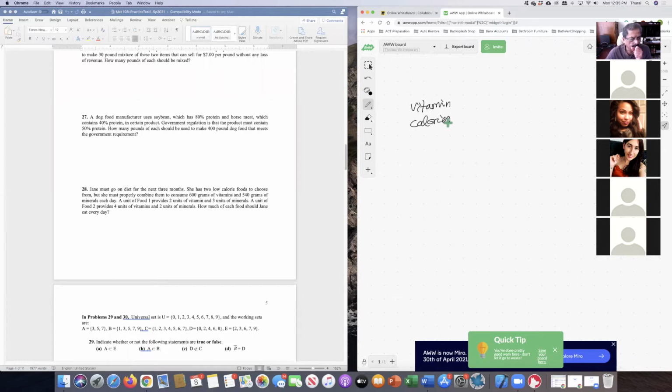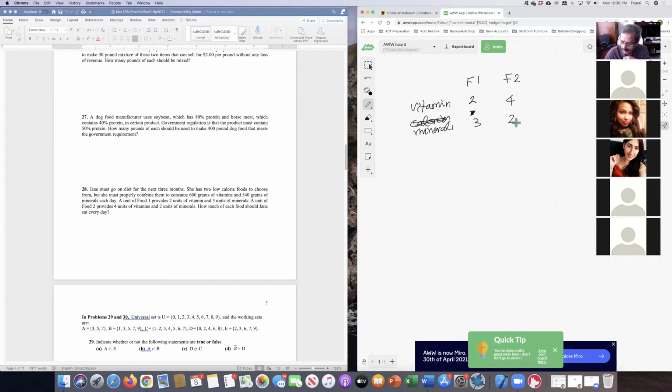Now, to get these vitamins and calories, she's going to eat food 1 and food 2. And food 1 provides 2 units of vitamin. So food 1 would be my column title. Food 2 is the second column title. And then you write down how many vitamins we are getting. From food 1, we are getting 2 units of vitamin, 3 minerals. Oh, that's not calories, minerals. Sorry about that. 3 minerals. And food 2 gives you 4 units and 2 units.